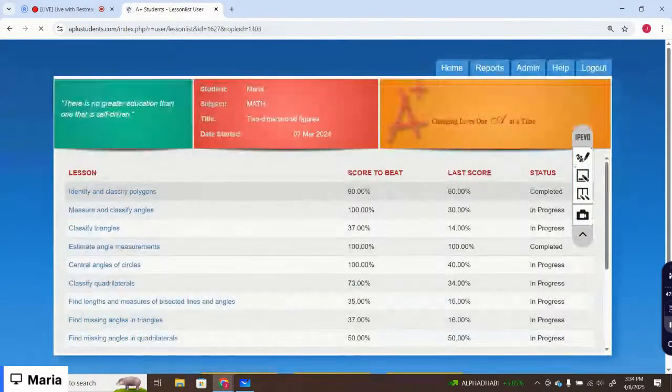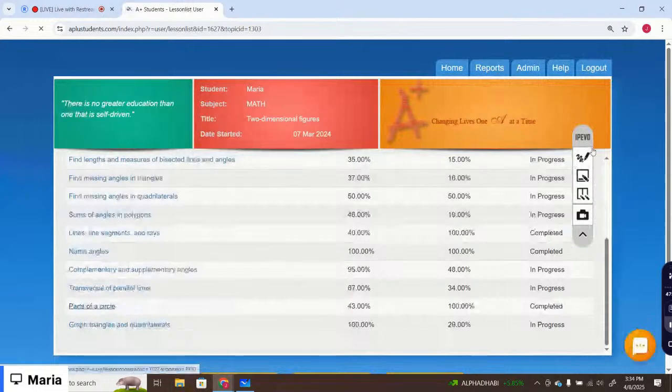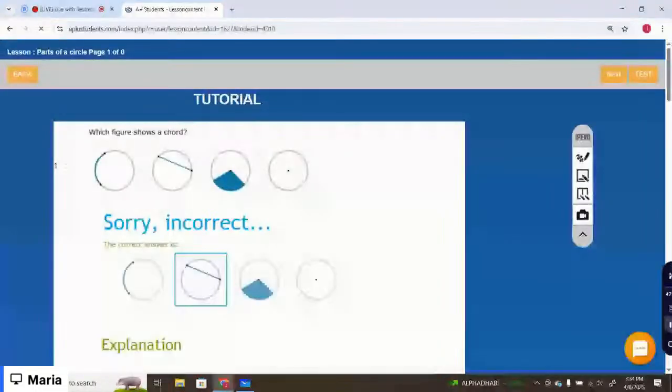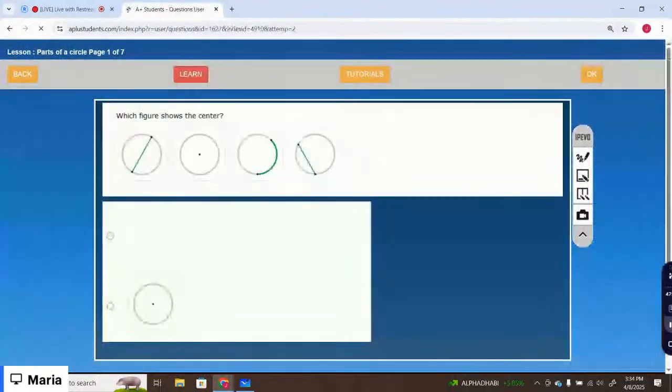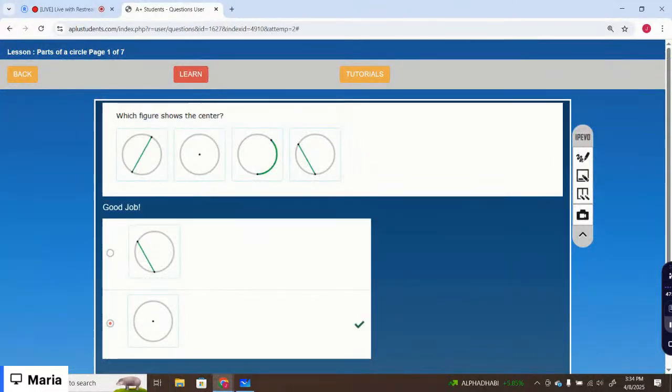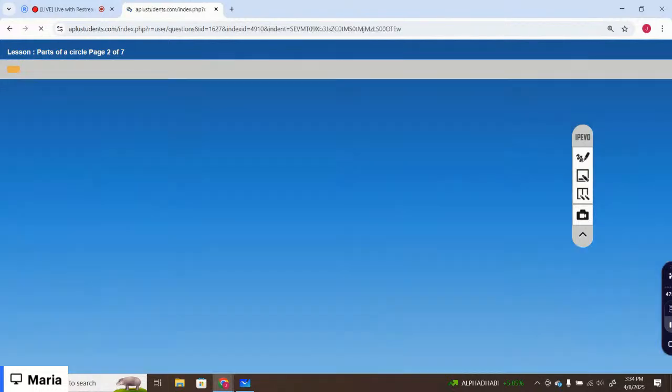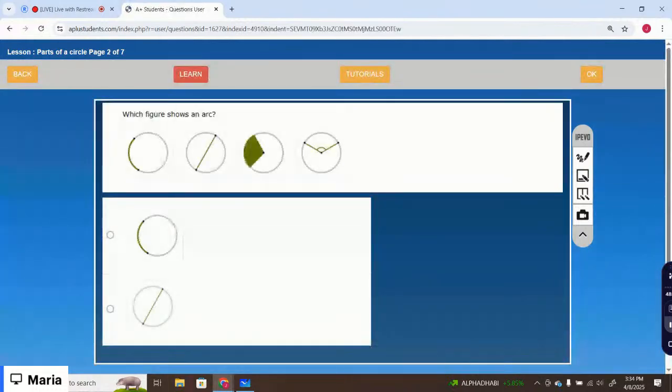The next lesson is parts of a circle. Which figure shows the center? Option number 2 is the correct option. That's the center of the circle. Which figure shows an arc? Option number 1 is the correct option. That is an arc on the circle.